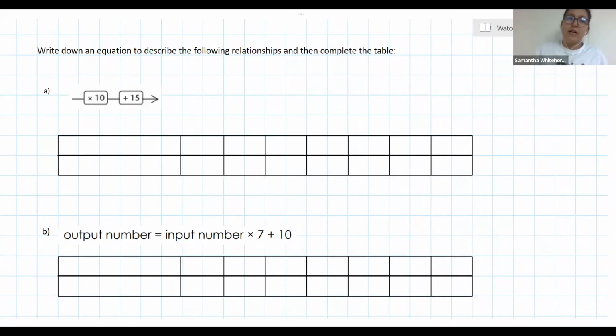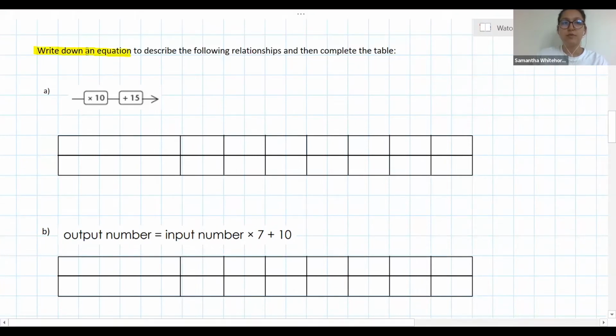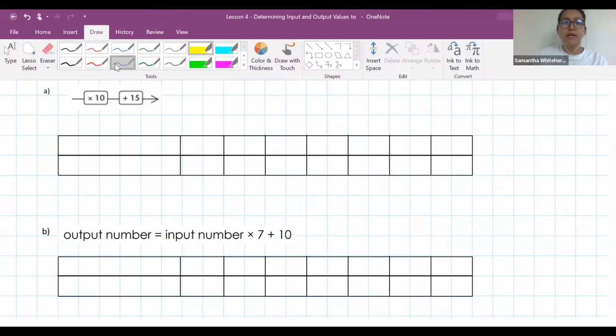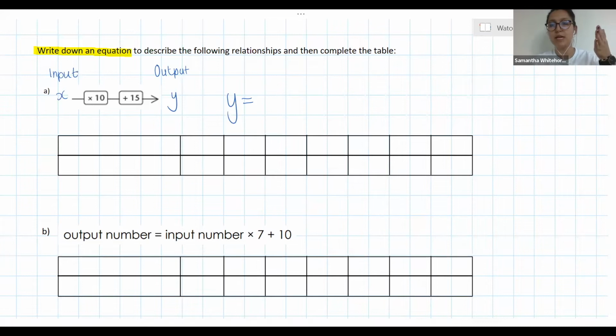So what I want to have a look at here is using either the words or the flow diagram in our examples, to write down an equation for each of these relationships. Remember, when I write down an equation, what I'm looking for is y equals something. This y is the output I get once I've performed these operations on x, our input value. It's like a little number machine. We put x in, it performs all these operations on x, and then we get y.